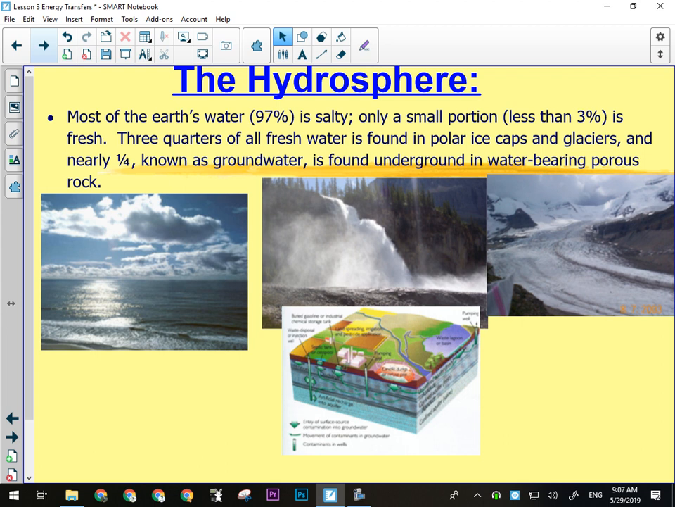So 3/4 of all fresh water is found in polar ice caps and glaciers. So that's not good. We only have 3%, and 3/4 of that 3% is in a solid form. Luckily for us, a lot of that 3/4 lives around here, in the mountains, in a place like that where it melts all the time, and we get this nice, clean, fresh water.